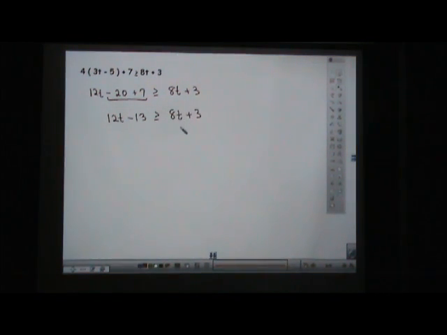Best thing to do next is to get your variables to the same side. So let's subtract 8t from both sides. That will leave me with 4t minus 13 is greater than or equal to 3. Now I'm going to add 13 to both sides. And I'm going to have 4t is greater than or equal to 16. And then I'm going to divide by 4 on both sides. And then I'll see I have t is greater than or equal to 4.